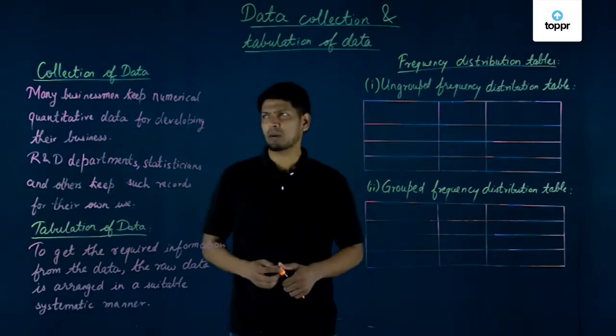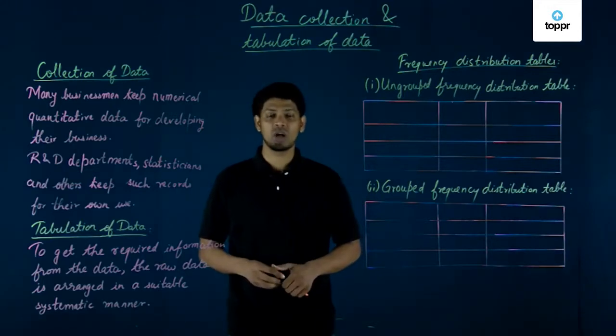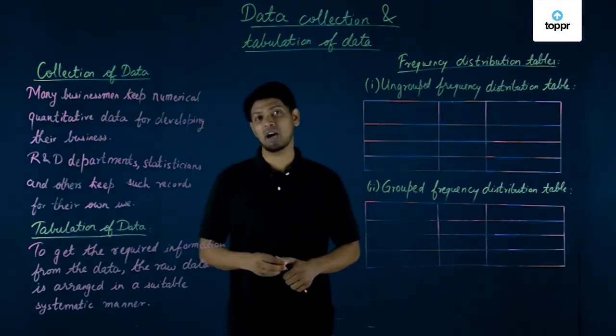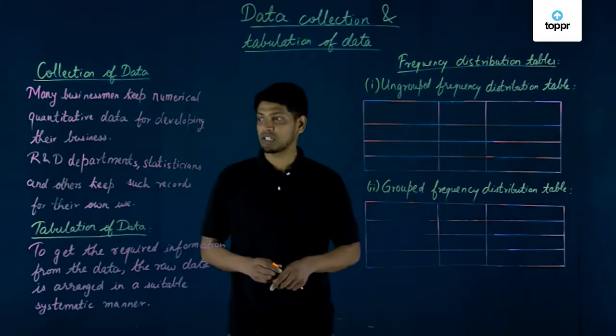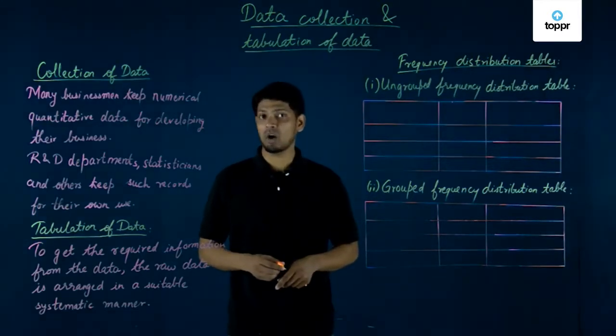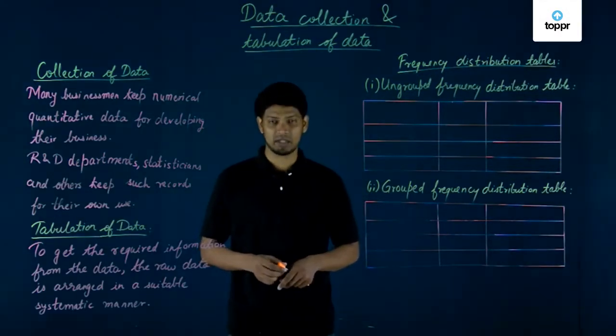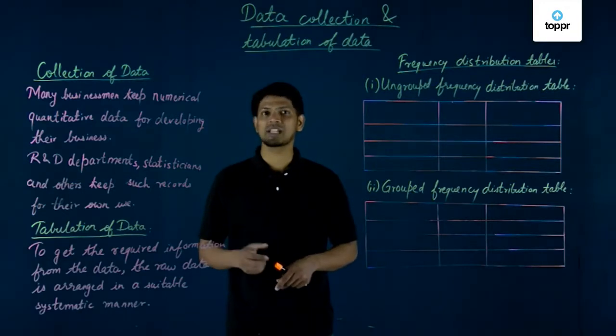So, collection of data. Many businessmen keep numerical, quantitative data for developing their business, so that they know how much is incoming money and how much is expenditure, and various things. R&D departments, statisticians and others keep records for their own use. For example, how much was the rain on Monday? How much was the rain on Tuesday? How much was the rain on Wednesday? So finally they can predict what the rain will be on Thursday. Or there may be other uses for which the data has been collected.